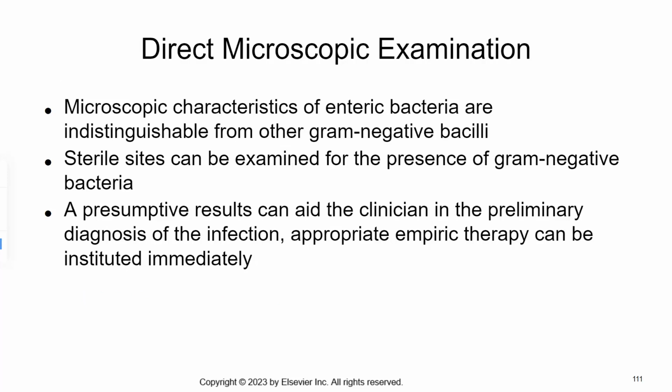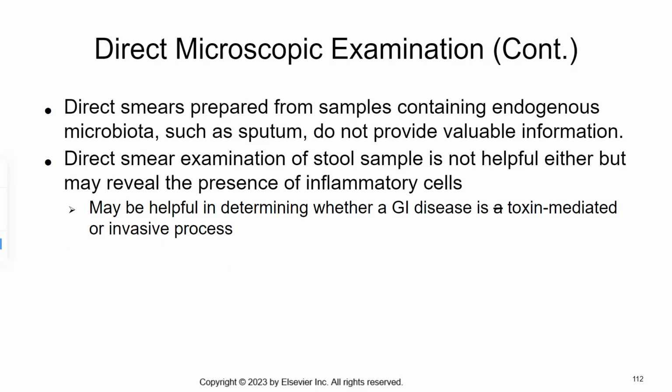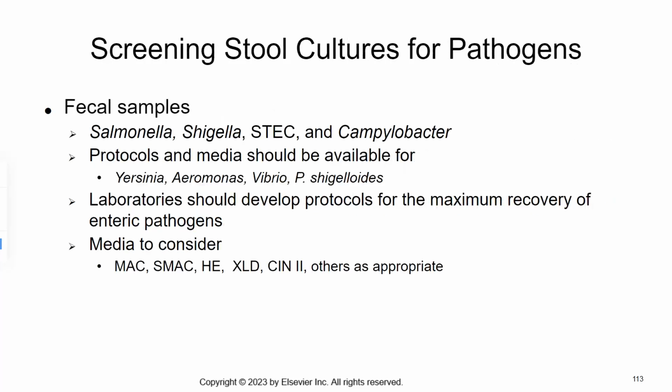Direct microscopic examination is important if it's a sterile site. You wouldn't want to just look at stool, a fecal specimen, under a microscope. That would give you no information. Direct smears prepared from samples containing endogenous microbiota, such as sputum, do not provide valuable information. Direct smear examination of stool, like I said, is not helpful. It may reveal the presence of inflammatory cells and blood, but in general, you're not going to be able to identify what species is causing the infection just by looking at a fecal sample under the microscope.